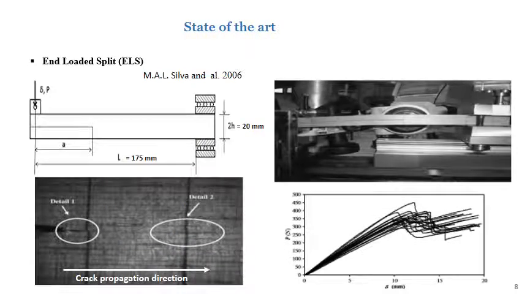Another interesting prototype is the end-loaded split, ELS. This test is shown in the figure. The sound side of a prismatic specimen is embedded, while the side containing the artificial defect is loaded in the thickness direction. The loading is usually applied to the specimen through a loading block. The ELS test provides stable crack propagation in mode 2 if the condition a/L greater than 0.55 is satisfied.